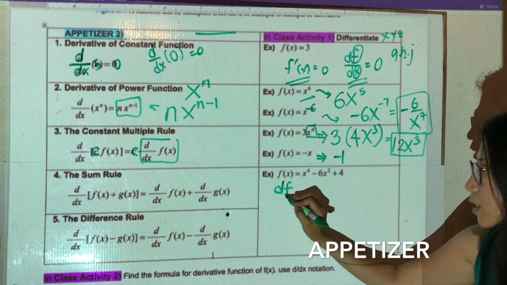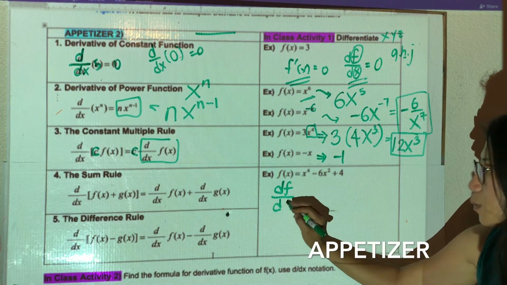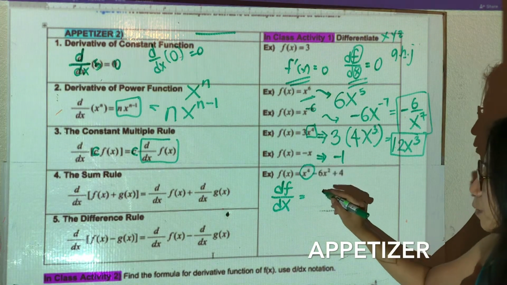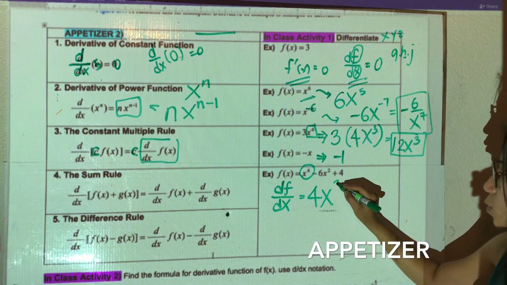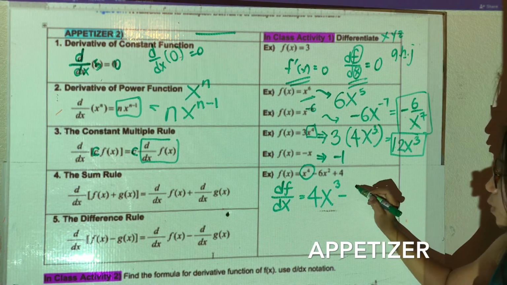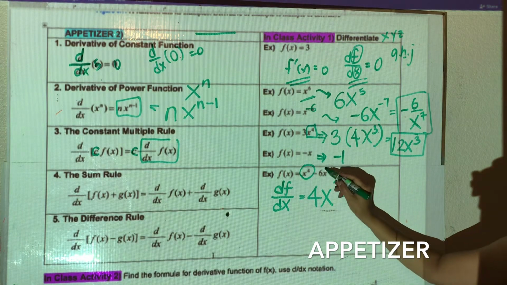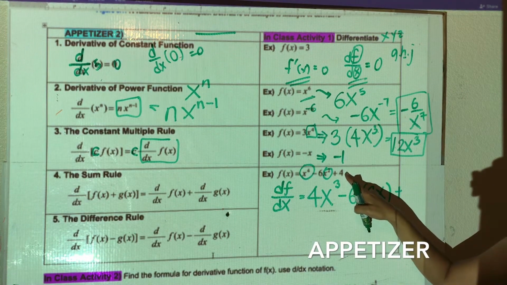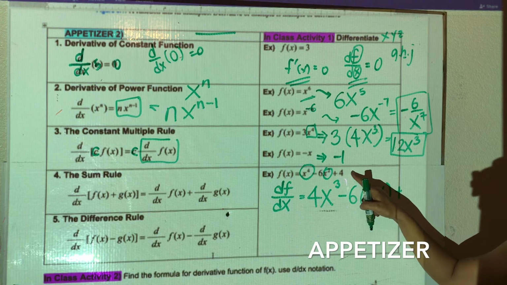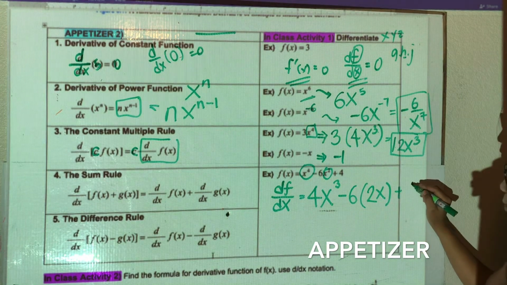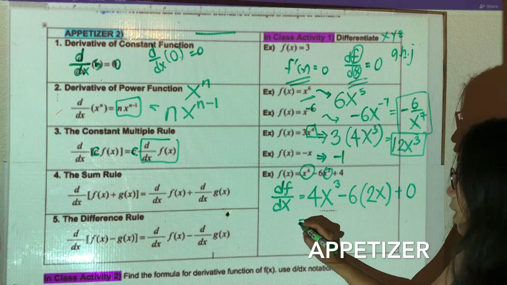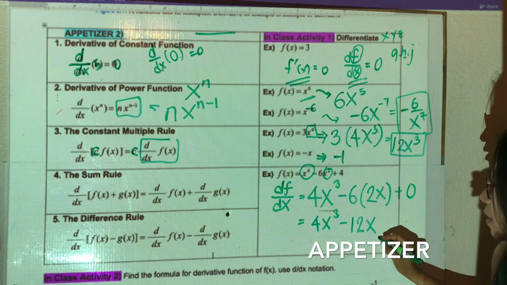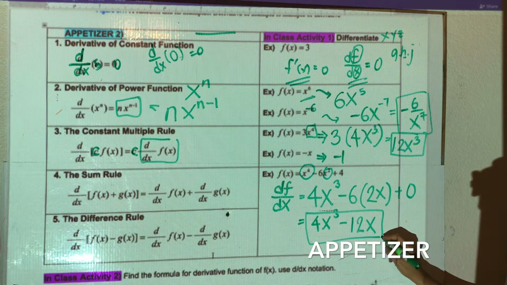I will do fancy notation again. Output f function, input x function, so df over dx. Then take a derivative separately. 4x cubed minus, we talked about it, 6 you can ignore and then take a derivative of x squared makes 2x. And what is the derivative of a constant? That's 0 because there's no x, so it's just going to be 0. Then simplify: 4x cubed minus 12x. That's going to be my derivative function.